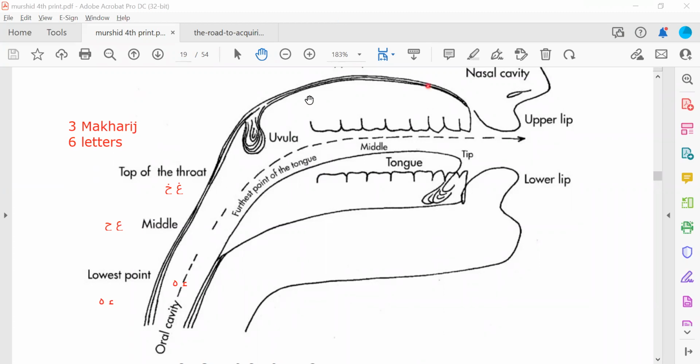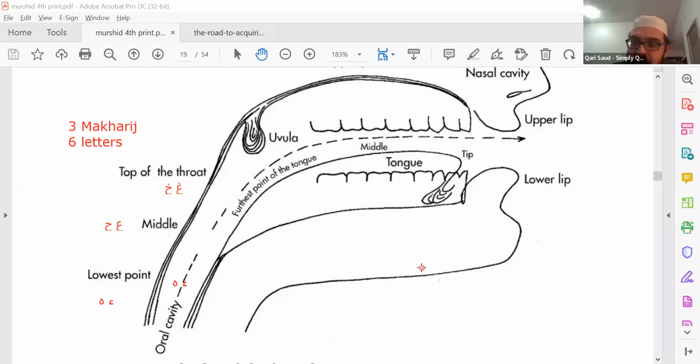Ghayn, ghayn. Okay. Now, this one too, I'm finding a confusion. So again, try to do it from the top part of your throat, right? So say ghayn, ghayn. Before I was saying it wrongly.